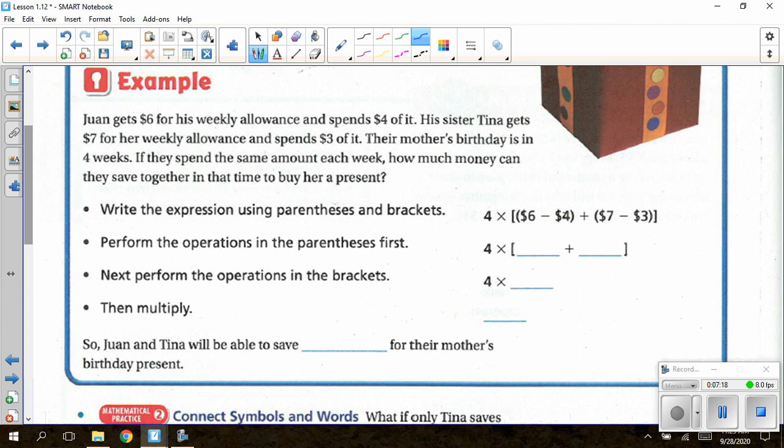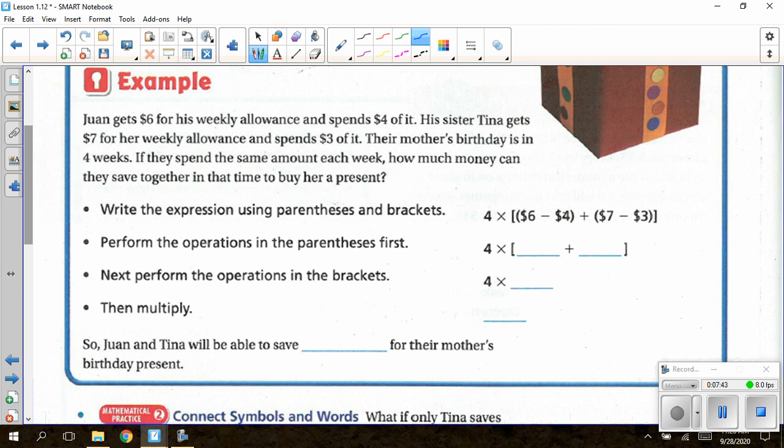We know that the 6 minus 4 would be Juan's amount left after he spends his weekly allowance. And then the 7 minus 3 would be Tina's amount that she would have left after spending part of her weekly allowance. And then to find how much they would save together, you would add their two amounts together, and then finally multiply that number by 4. So let's go ahead and start solving this.